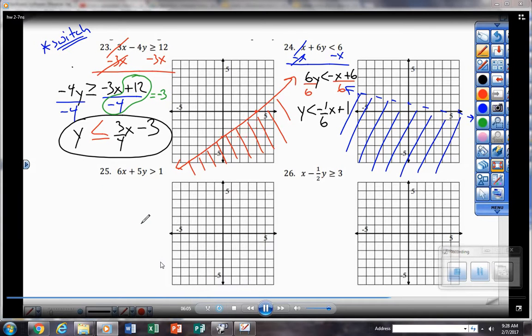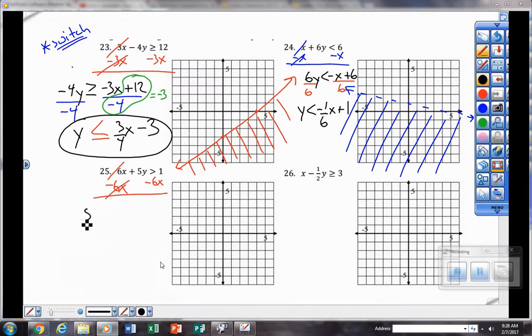All right, 25. Take away 6x both sides. Bring down the 5y. Do not subtract 6x and 1. Those are unlike terms. Divide everything here by 5. It's going to give me a real small y-intercept. I'll try my best. It has a slope of over 5 down 6.